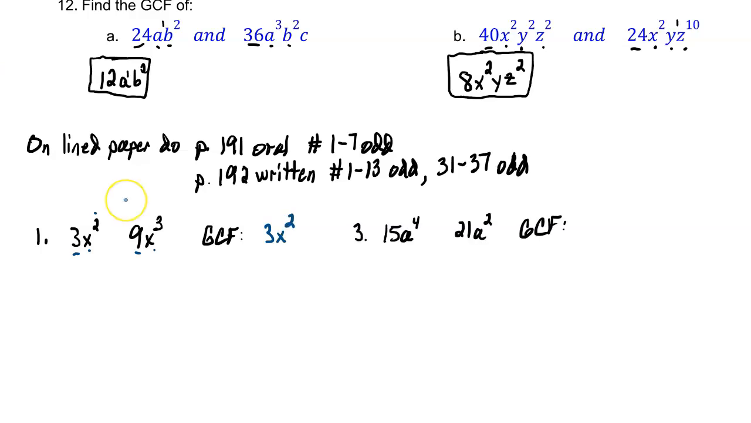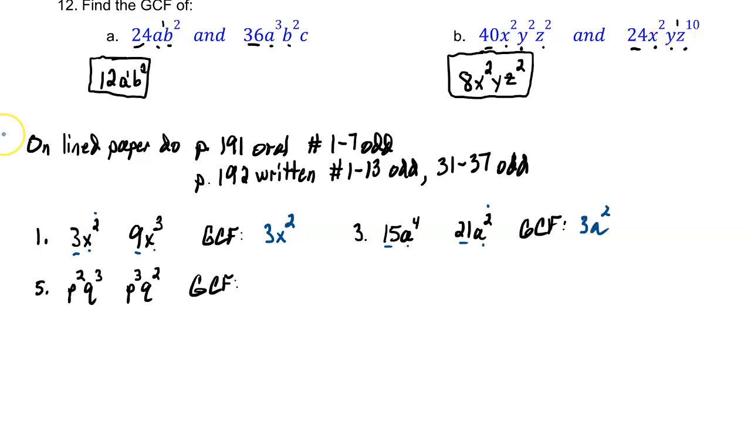Number 3, we're given 15a to the fourth and 21a squared, and we're asked for the greatest common factor of the two monomials. Start with the coefficients, 15 and 21. The largest number that divides both is 3. Now, the variables. There is an a in both places. What's the smaller power on the a's? The a to the second power.